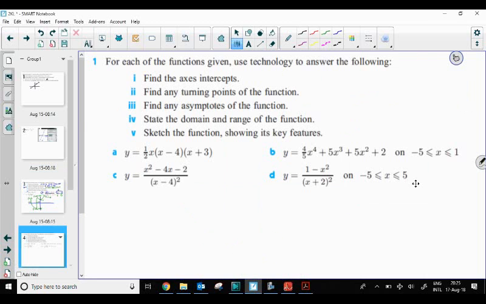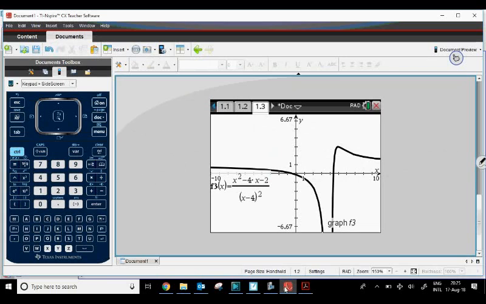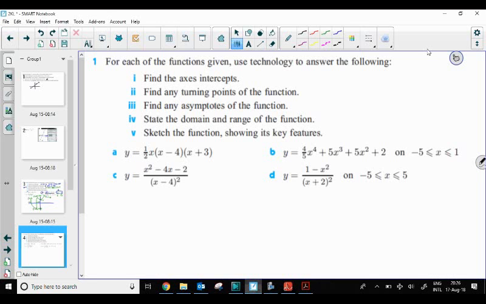All right, so now let's look at letter C, which is going to be notably different. I've got it started on the calculator already. All right, so strange looking graph. Let's see if we can sketch this on paper and figure out all the important parts to it. For starters, axis-intercepts, we should be able to do that by hand.